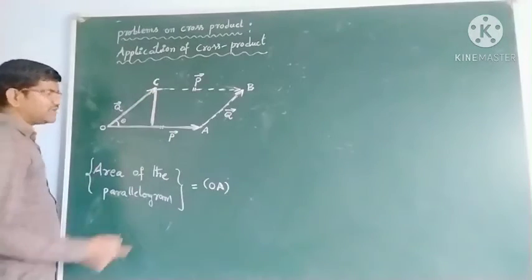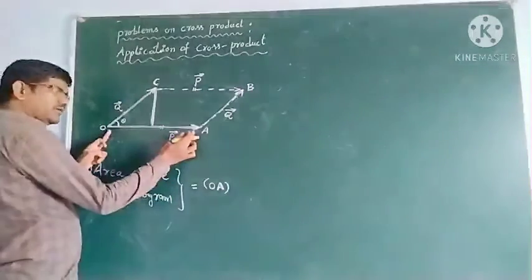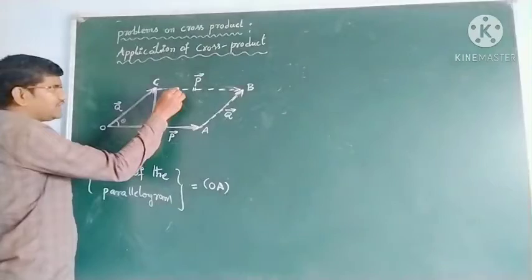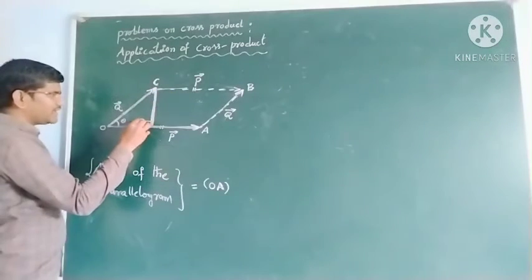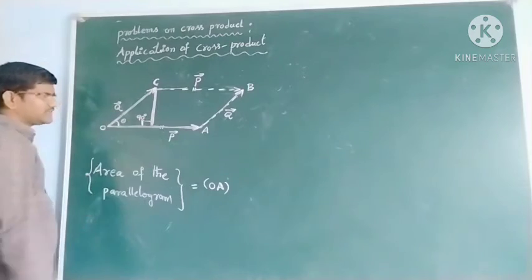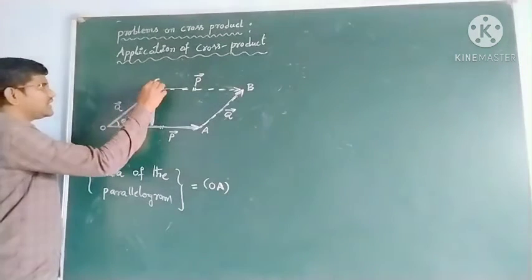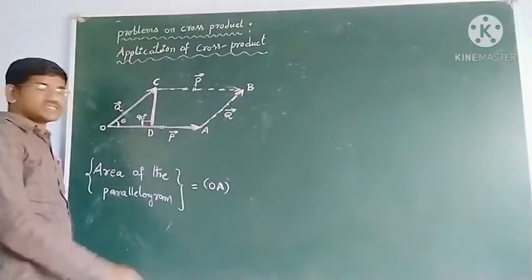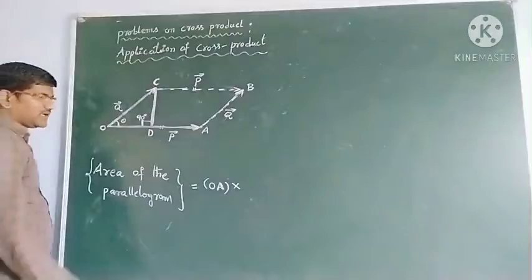So the area of the parallelogram formula is, what do we know? Length of any one of the parallel sides into the perpendicular distance. That's why from this side I am dropping a perpendicular to here, and this angle we are taking as 90 degrees. Now this is O, this is C, and this is D. So now OA into the perpendicular distance.